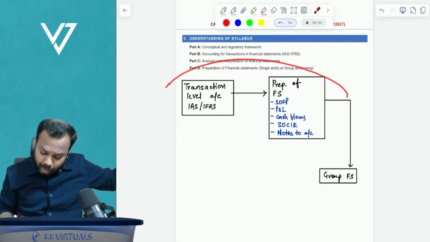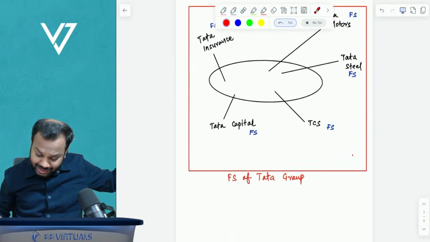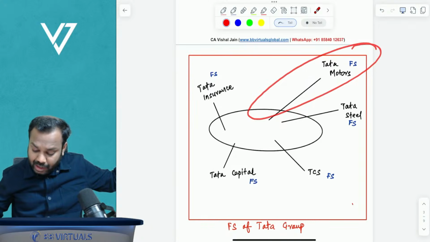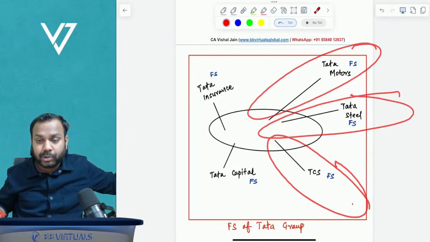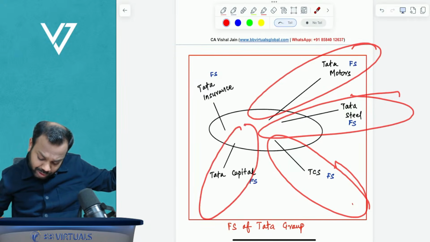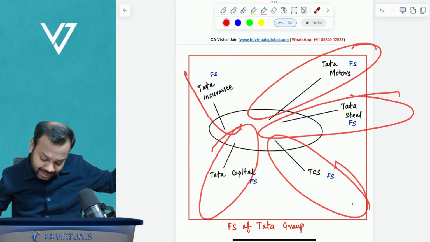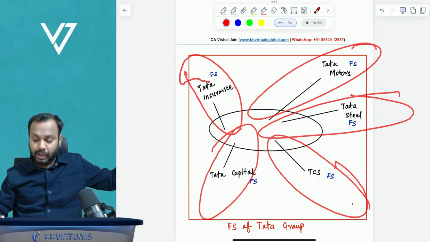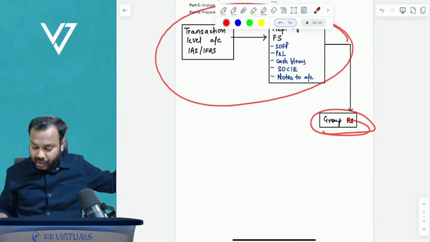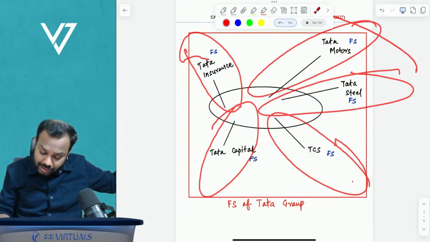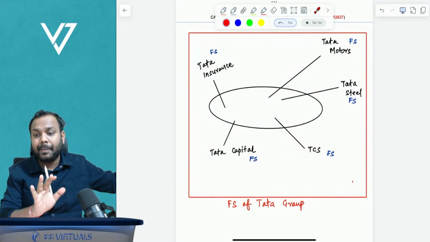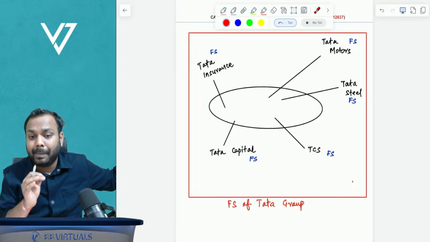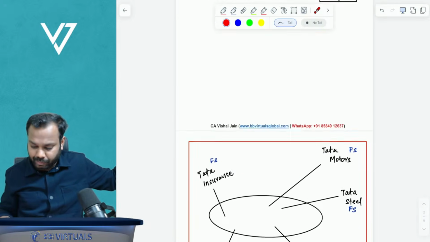See, when I'm talking about these two, I'm talking individually about this company. But when I talk about group FS, I am talking about the entire group. I believe you are understanding the meaning and the difference between these.